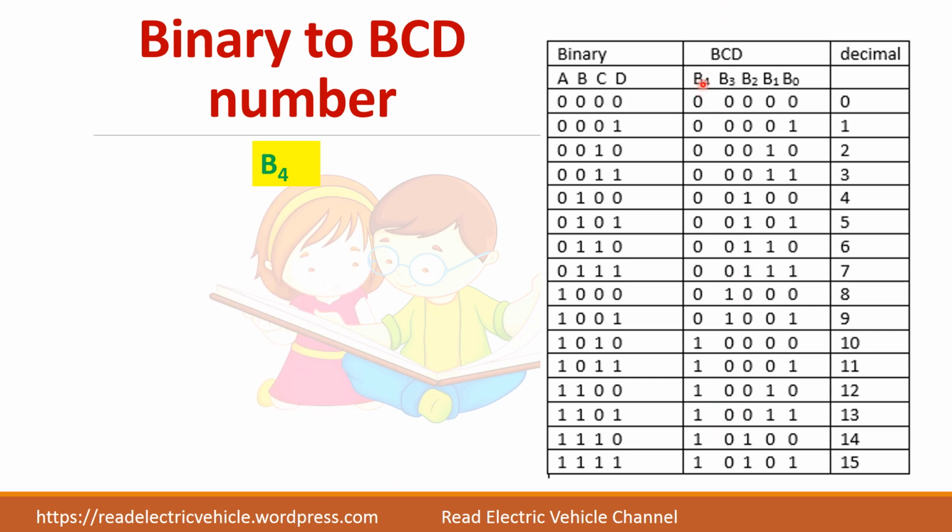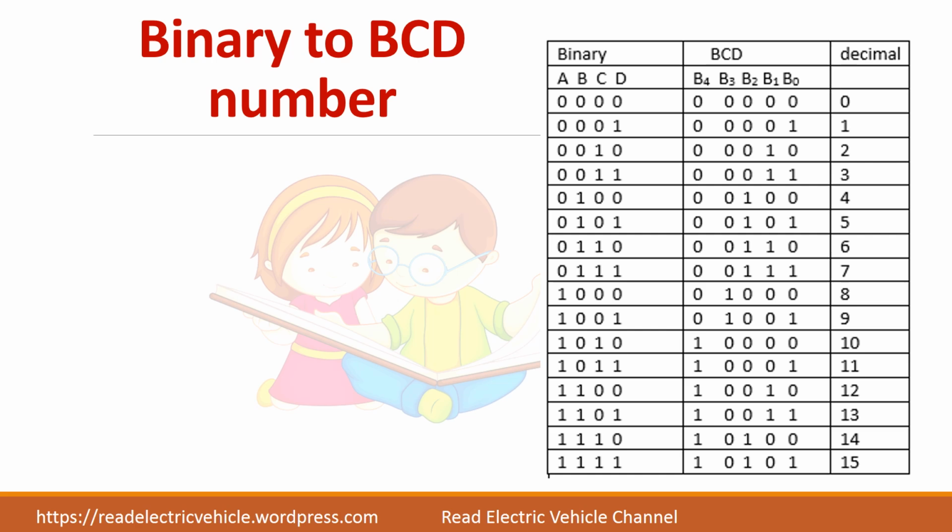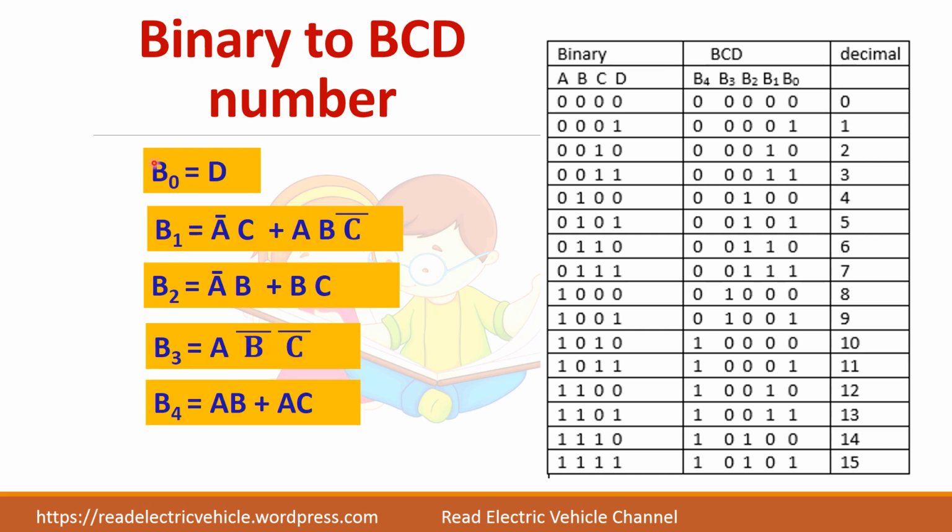Next we have to find the relation for B4. So B4, here we have 1. So mark those ones, then club the ones together. So you will get AB plus, for this it is AC. Now we have found the relation between the input and output. So all the 5 variables we have found. Let us design it using logic gates.